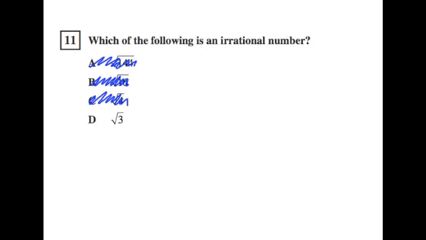The square root of 3. Once again, the square root of 3 is going to be a never-ending decimal. So since it never ends, we can't really put it over 1 since we don't know where it ends. So your correct answer here is going to be D.